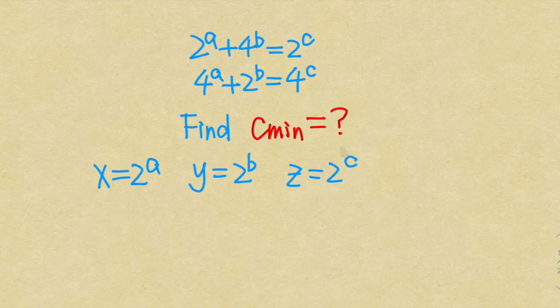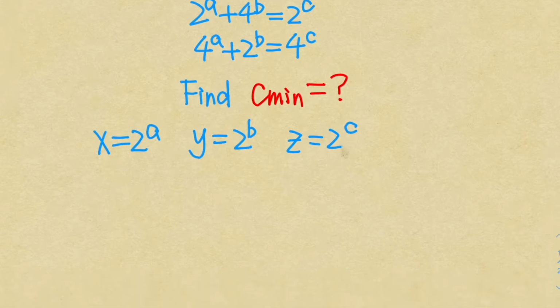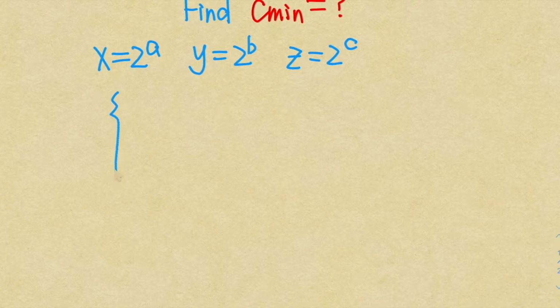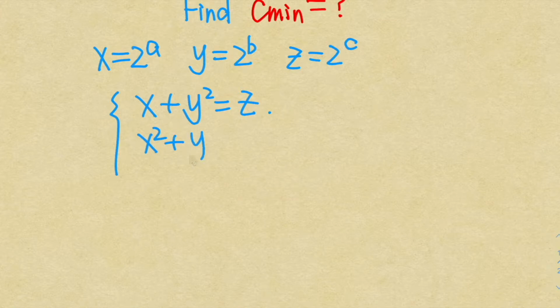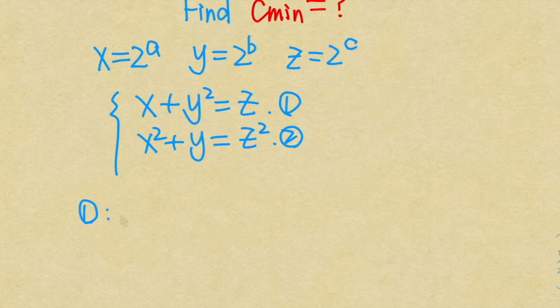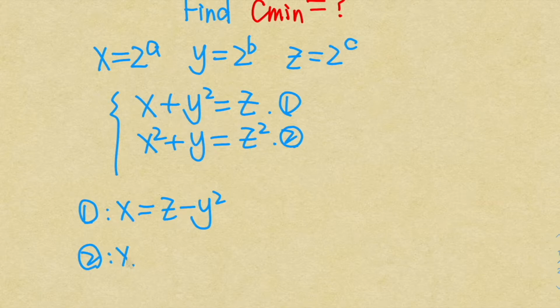Right. When we do the substitution, we will substitute x, y, and z in the exponential equations. So we will have x plus y squared equals z, and x squared plus y equals z squared. Now there are still two equations for three variables, but we can solve for x and x squared from these two equations. From the first equation, we have x equals z minus y squared, and x squared from the second equation is going to be z squared minus y.